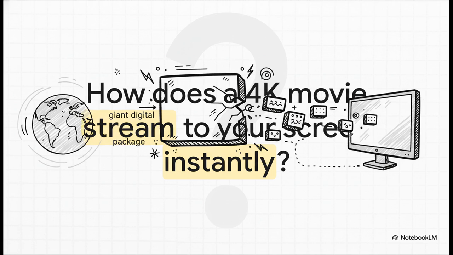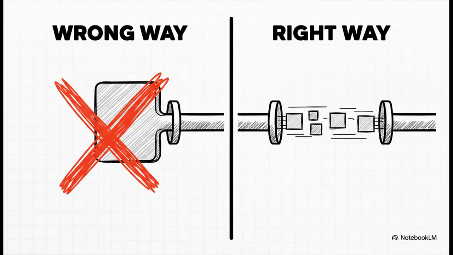The logical guess, right, is that it's sent as one giant chunk. But yeah, that's not how it works at all. In fact, sending it all at once would be a terrible idea. Super slow and just wildly inefficient. The actual secret is so much cooler.